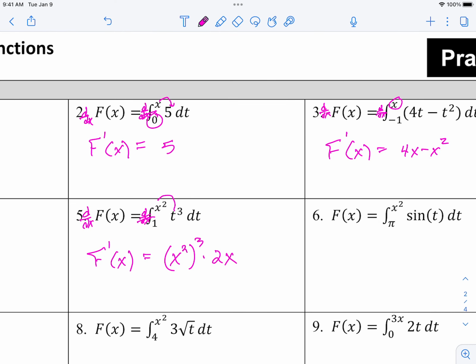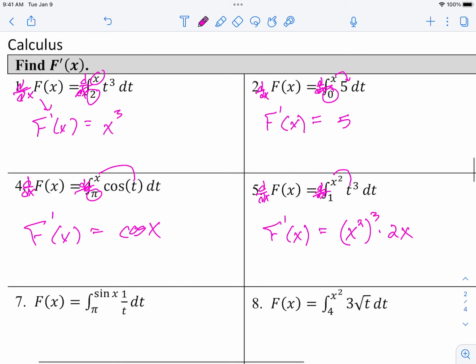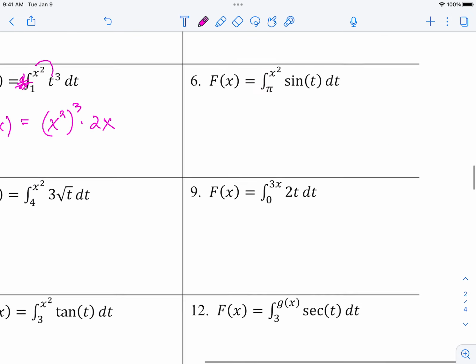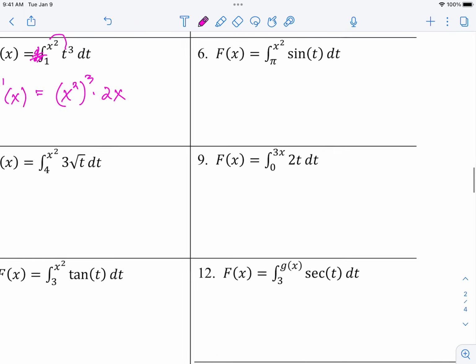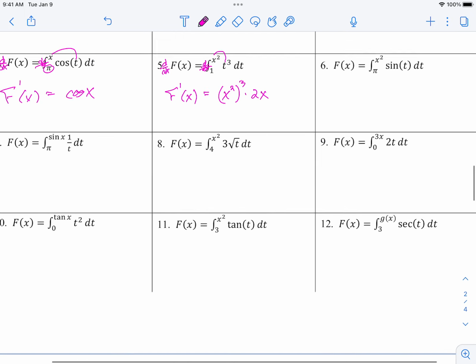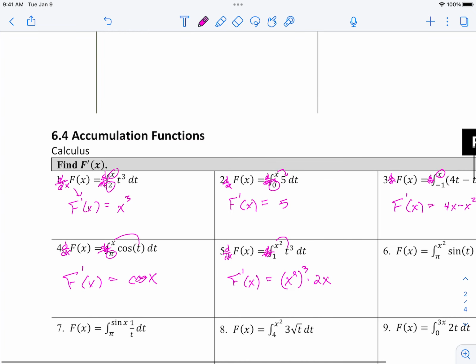And let's do maybe one more inside here. Yep, let's do one more. Let's go to number 9. Yeah, actually, I'll stop there. I think that's pretty good.